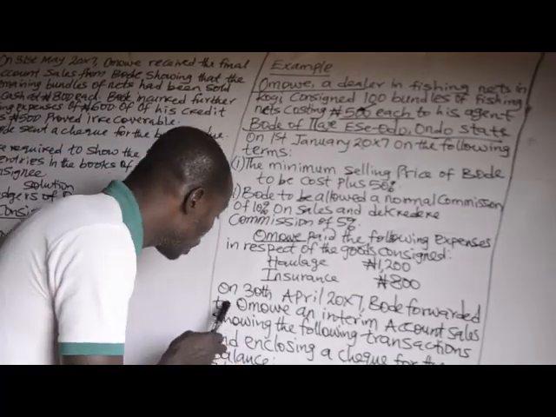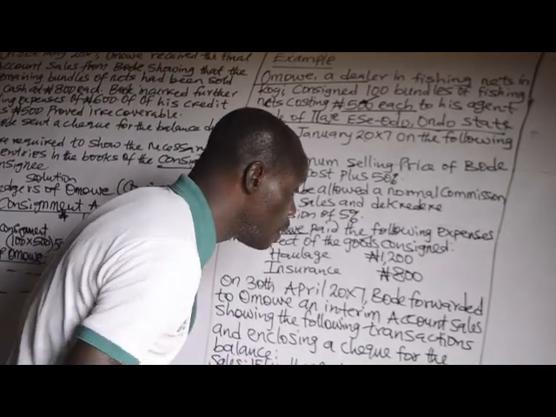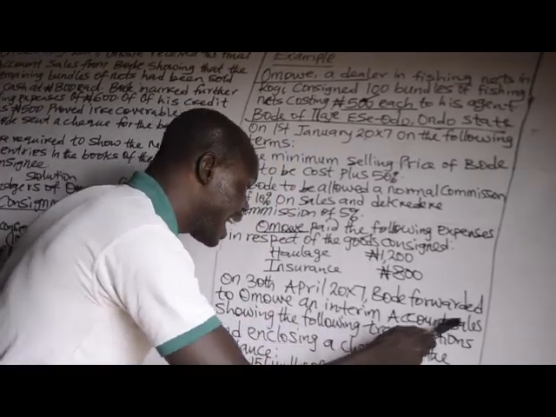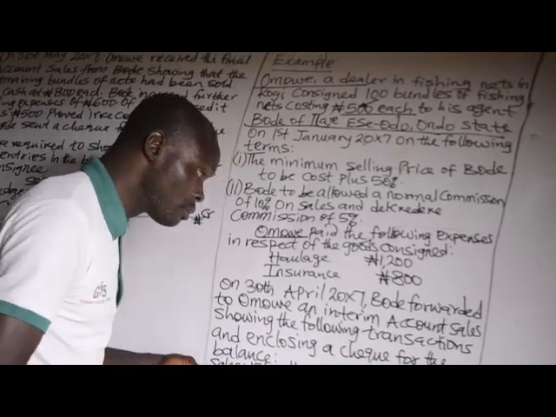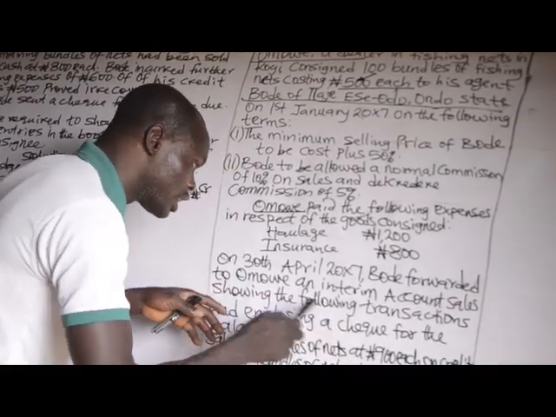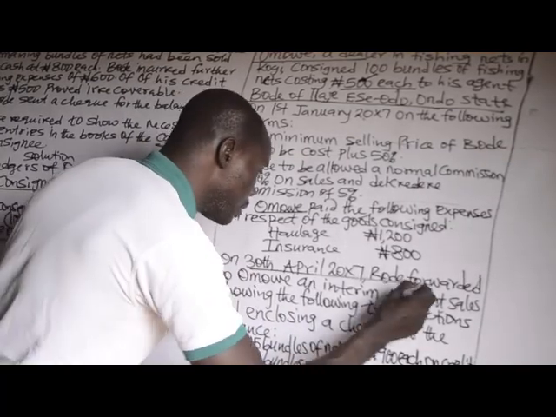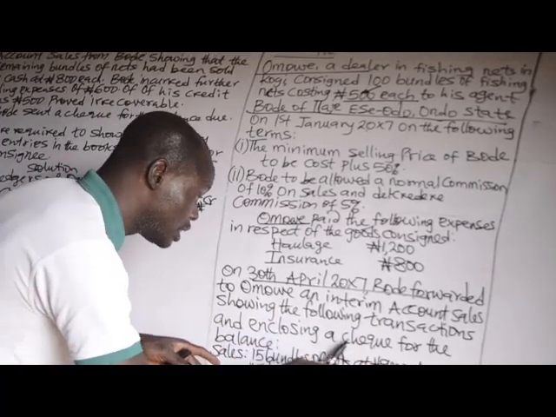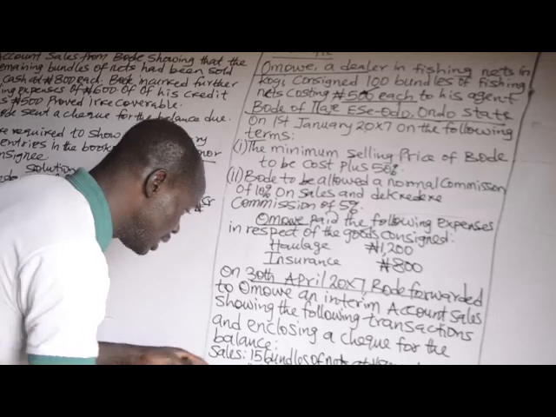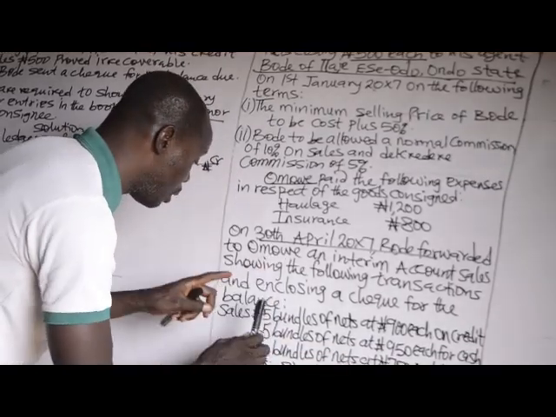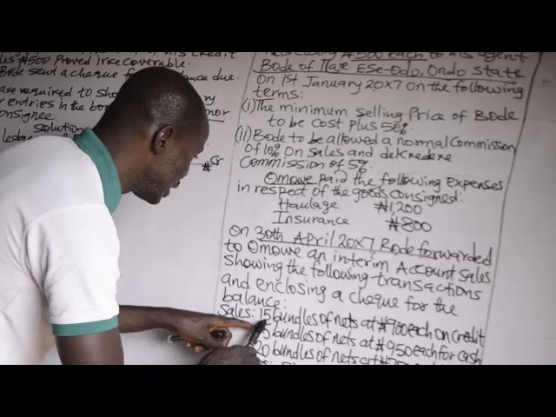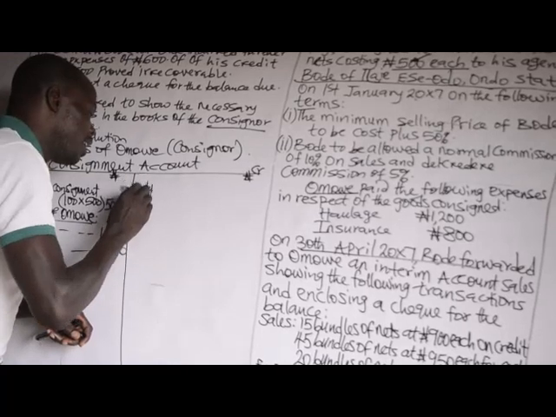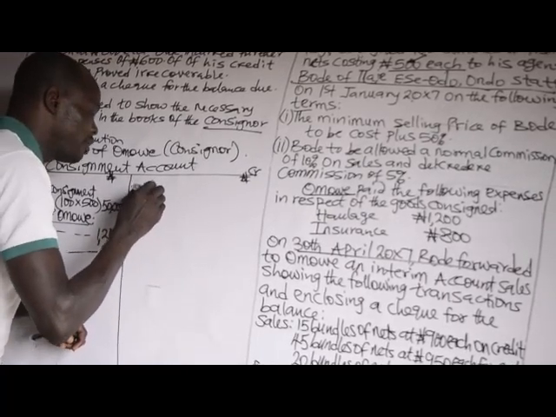Back to the question. On 30th of April 2007, Bode forwarded to Onmyway an interim account sales, showing the following transactions and enclosing a check for the balance. Now, these are sales that were made as at 30th of April 2007. We have sales.